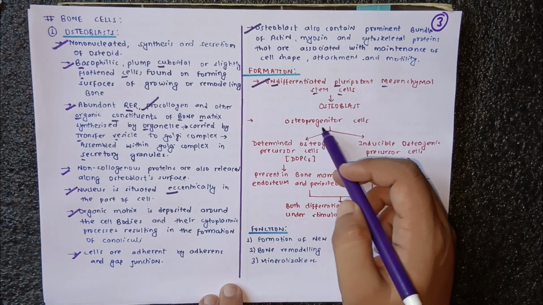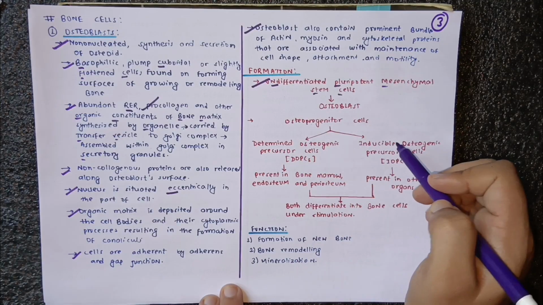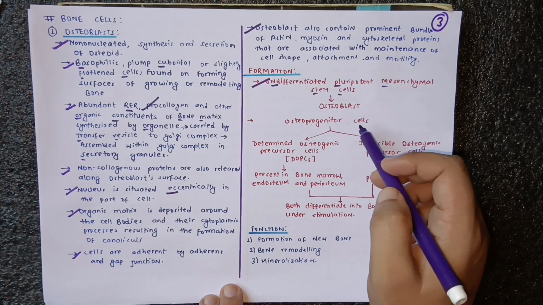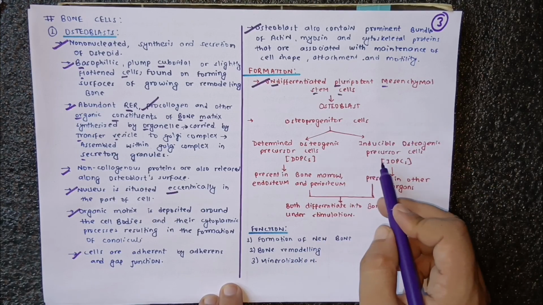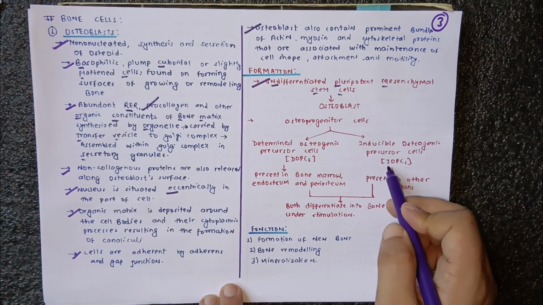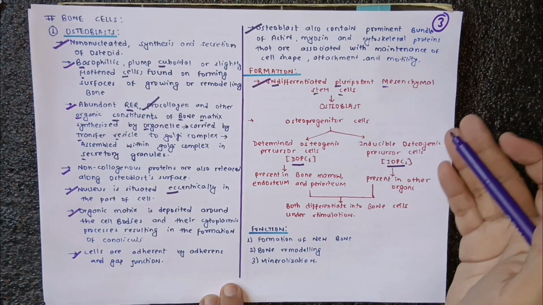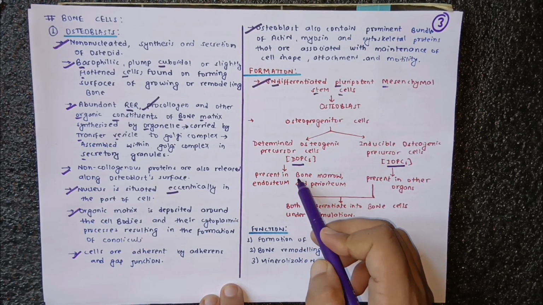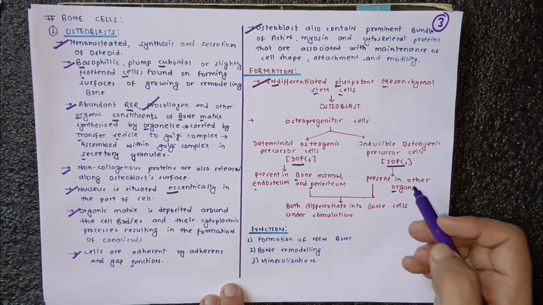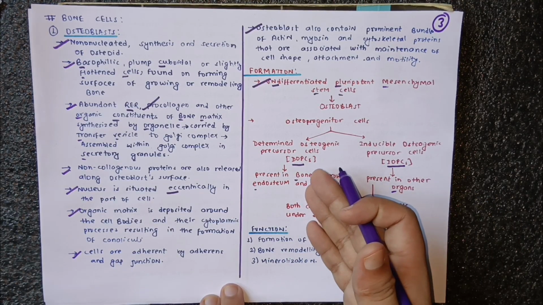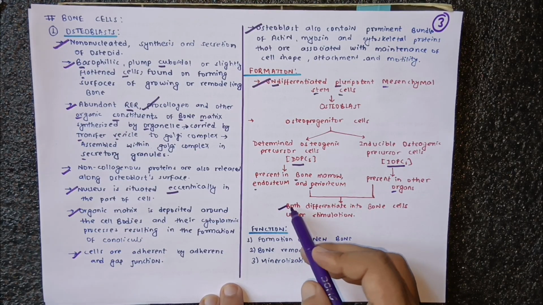So now these osteoprogenitor cells, okay. We have two different kinds of osteoprogenitor cell. One is the determined osteogenic precursor cell, DOPC, and another is the inducible osteogenic precursor cell, IOPC, okay. This DOPC is present in the bone marrow, endosteum and the periosteum, while this IOPC is present in other organs except those three, and they both differentiate into the bone cells until the stimulation, okay.